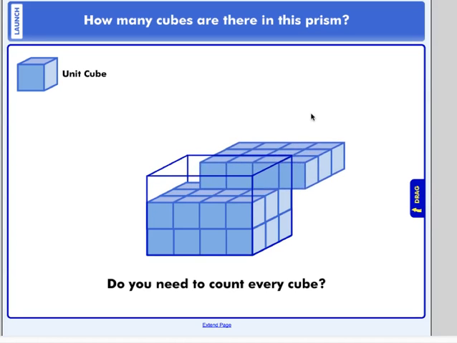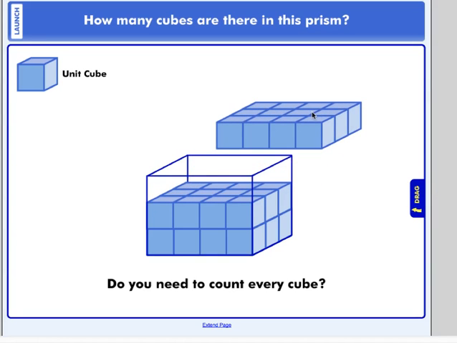If you figure out how many are in one layer, and we can do that by just using our ideas that we have about rectangular arrays. We've got 4 by 3. 4 by 3 means there's going to be 12. 4 times 3 is 12. There will be 12 unit cubes in this layer here.